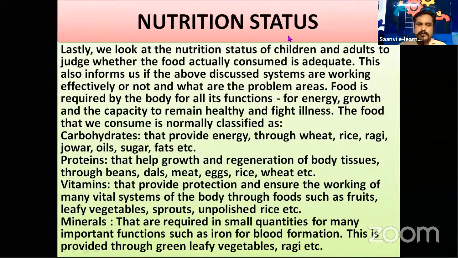Here, sprouts are nuts, where small plants come out. That is also very good. We put them in water one day before, and when they sprout, we eat them. Nuts especially. Did you get me? So these items give us vitamins and minerals that are required in small quantities for important functioning, such as iron for blood formation. This is provided through green leafy vegetables and ragi. So at least try to eat all these items in your timetable.